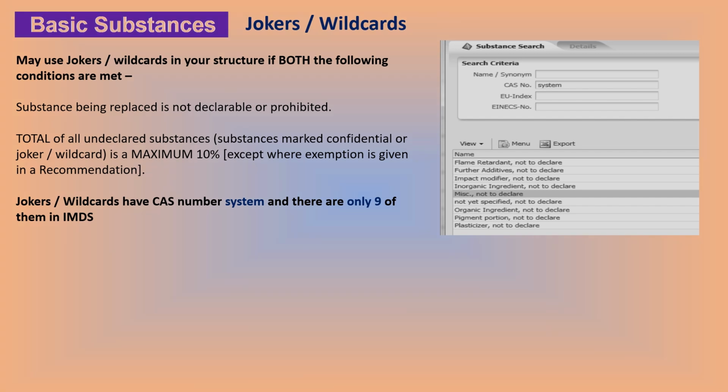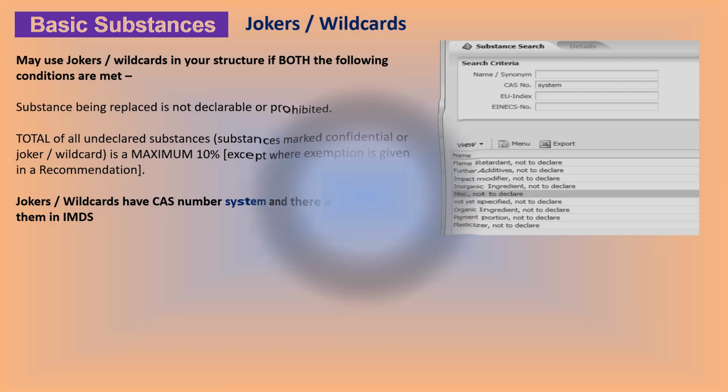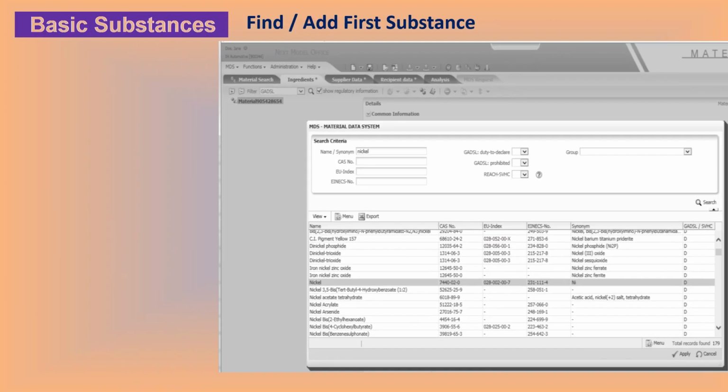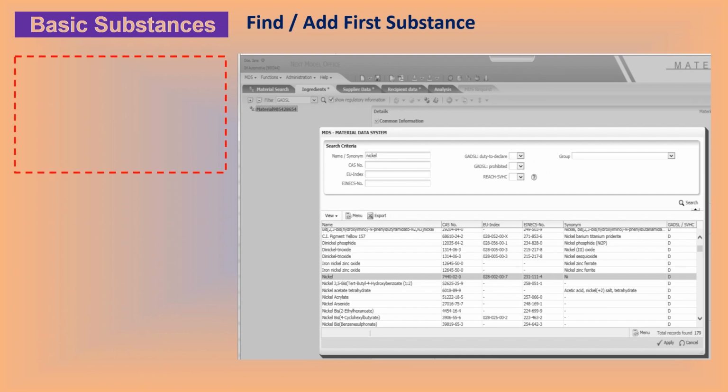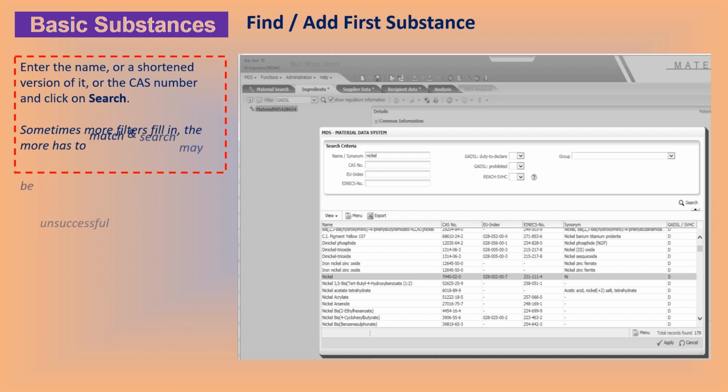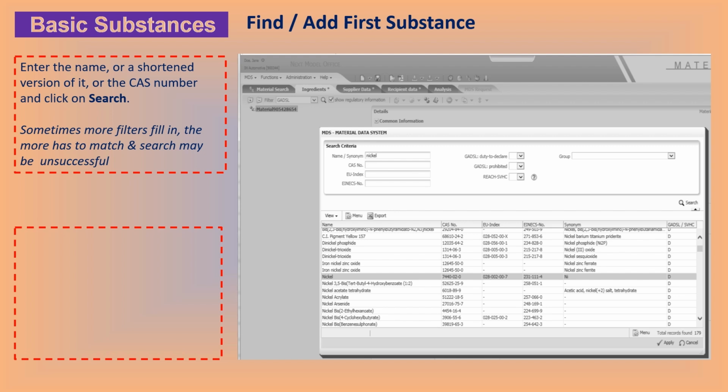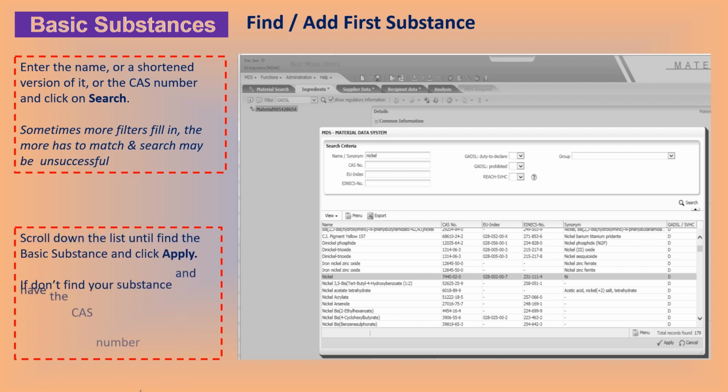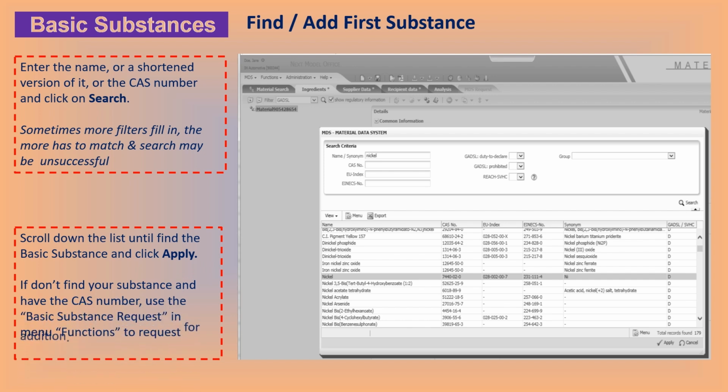Joker wildcards have a CAS number system, and there are only 9 of them in IMDS. Find and add the first substance to the MDS. Enter the name, a shortened version of the name, or the CAS number, and click on search. Sometimes the more filters you fill in, the more has to match, and the search may be unsuccessful. Scroll down the list until you find the basic substance and then click apply. If you don't find your substance and you have the CAS number, use the basic substance request in the menu functions to request it for addition.